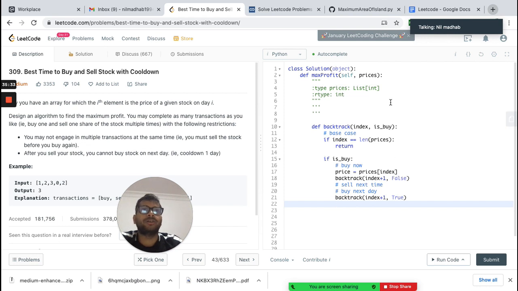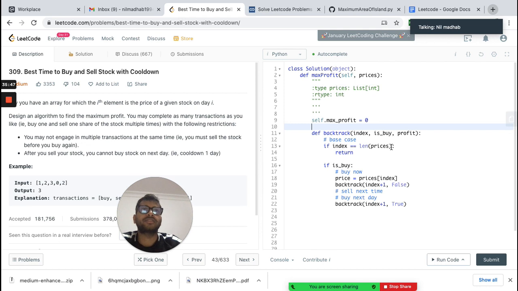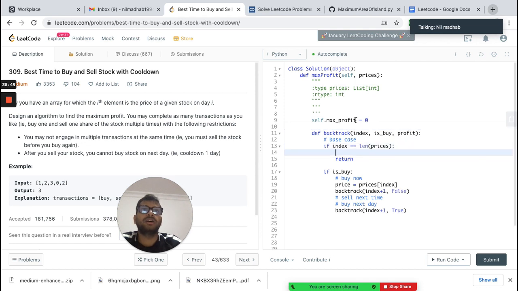So we have to also pass profit, and we will have a self.max_profit, which will be 0. When we reach the end, we have to do self.max_profit will be the maximum of self.max_profit and profit. That makes sense? Makes sense.